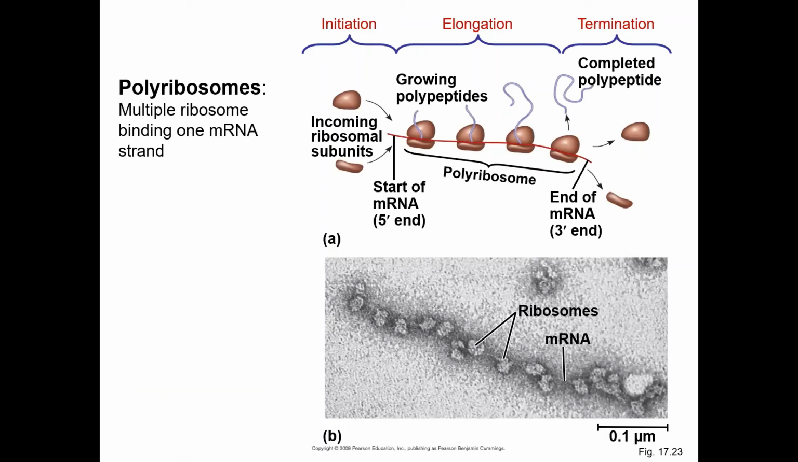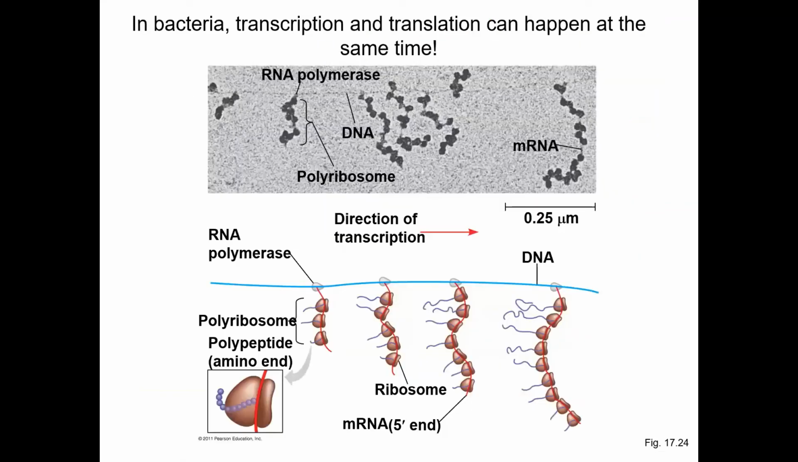So one thing to note is that our cells like to be quite efficient. And this doesn't have to be done just one ribosome at a time. In fact, one ribosome can bind and another ribosome can bind shortly after it. And these have been observed in cells. They're called polyribosomes. In fact, you can see all three processes, initiation, elongation, termination, actually happening simultaneously, which I think is kind of cool.